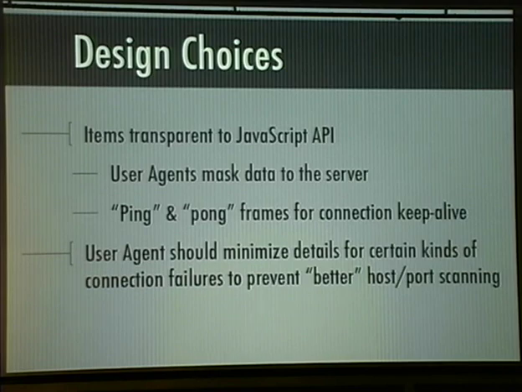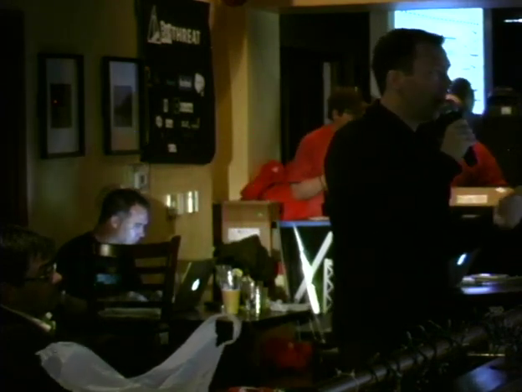The other thing is that the RFCs and the developers are also pretty cognizant of prior problems, prior security issues that have been around with HTTP and HTML. One of the things they mentioned is they're supposed to minimize the verbosity of errors that are coming back. And this really just means so that WebSockets can't become a better host or port scanner than we can use with things like XHR or the source attribute of image or iframe tags.